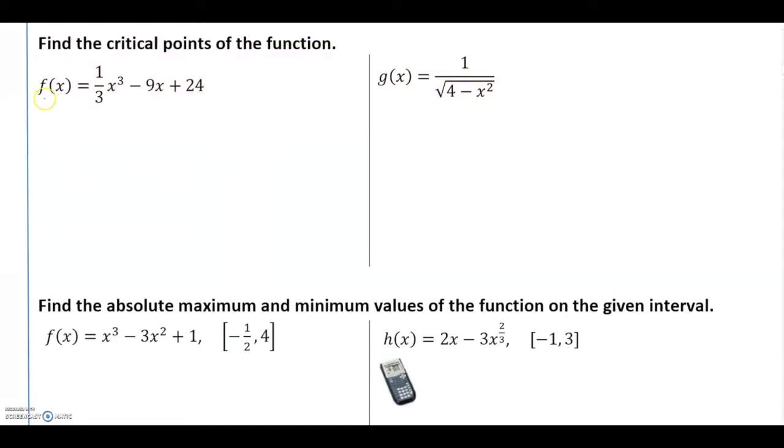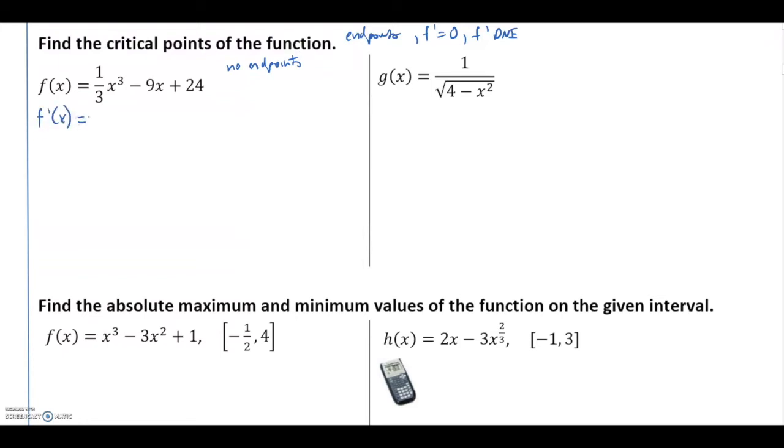So if I look at this function, f of x equals 1/3 x cubed minus 9x plus 24, think about the main places that we can find critical points. We can find them at endpoints, where f prime equals 0, or where the derivative does not exist. Well, this function immediately has no endpoints. I didn't give you boundaries for the function, and everything else goes off of looking at the derivative.